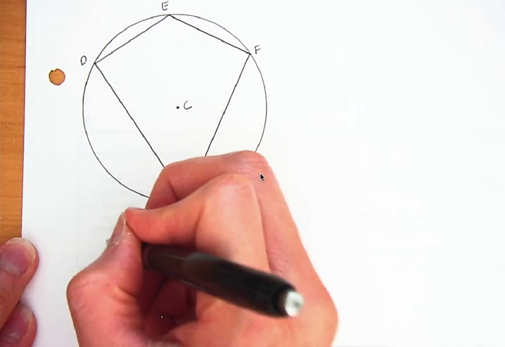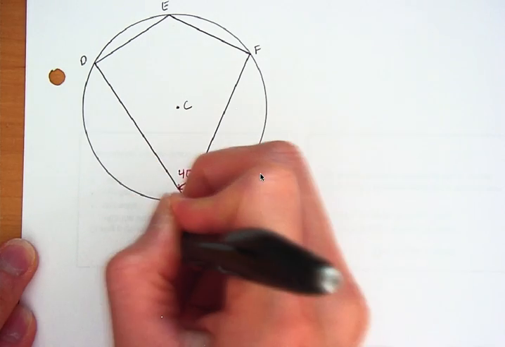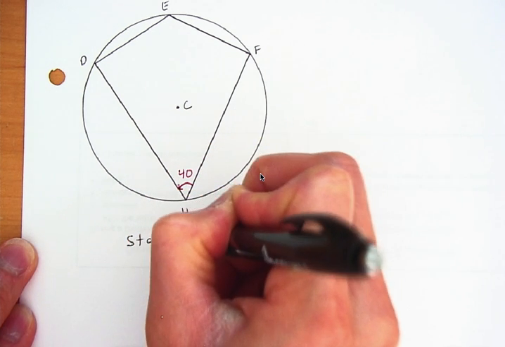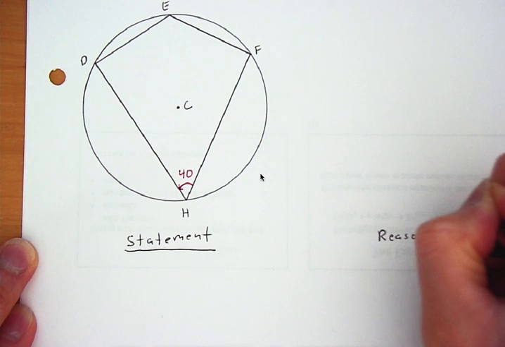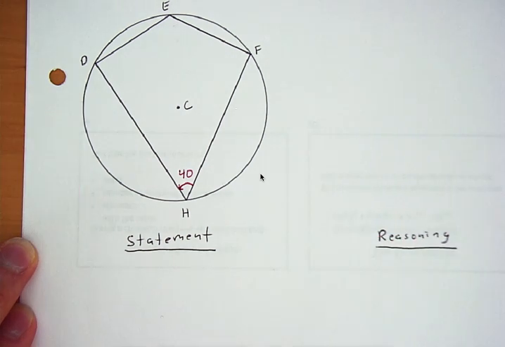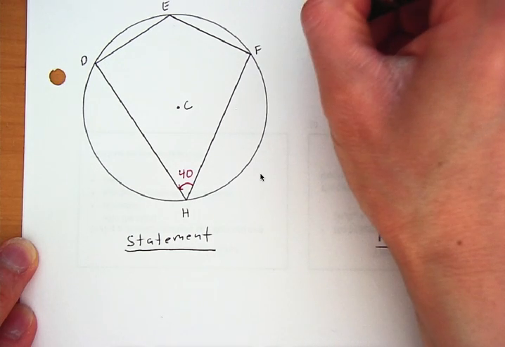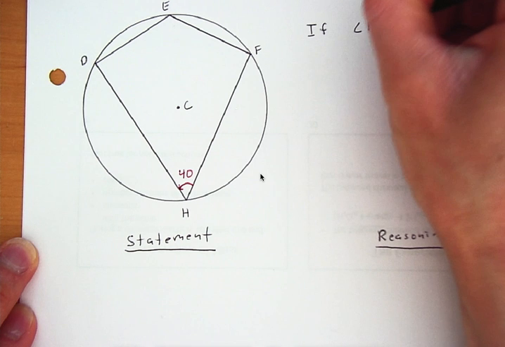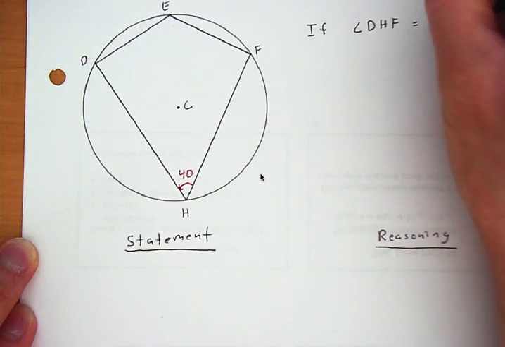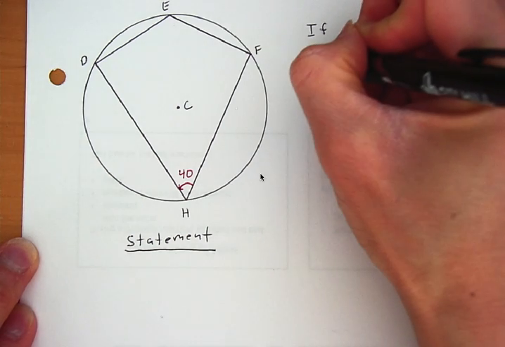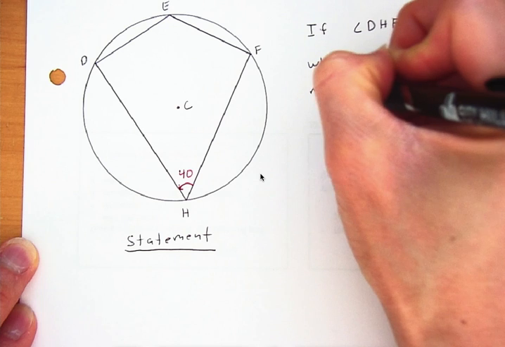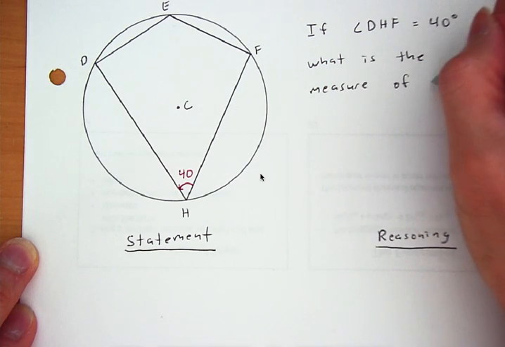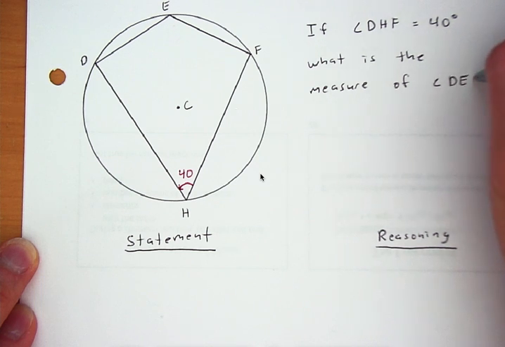All right, and I'm going to do a nice two-column proof. So on this side, I'm going to have my statement. And over here, I'm going to have my reasoning. Okay. And the question is, if angle DHF is equal to 40 degrees, what is the measure of angle DEF? Okay. So this is a question we're going to try to answer right now.